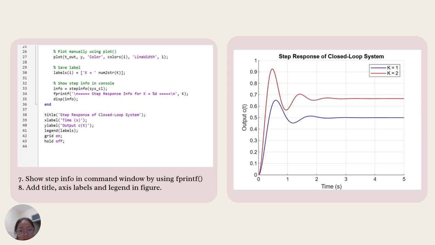So in this figure, we have to know that by comparing both k equals 2 and k equals 1, the k equals 2 has more overshoot than k equals 1. It's not good for a system. It means that it is not as stable as the k equals 1 response system.